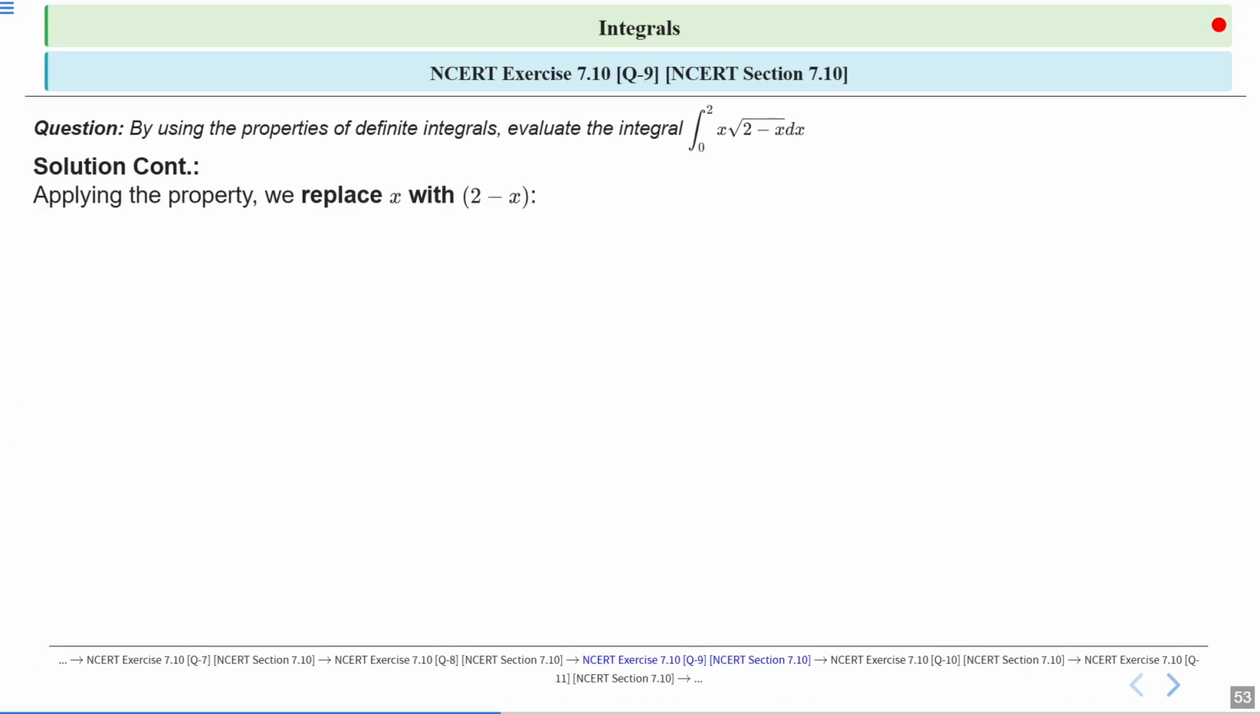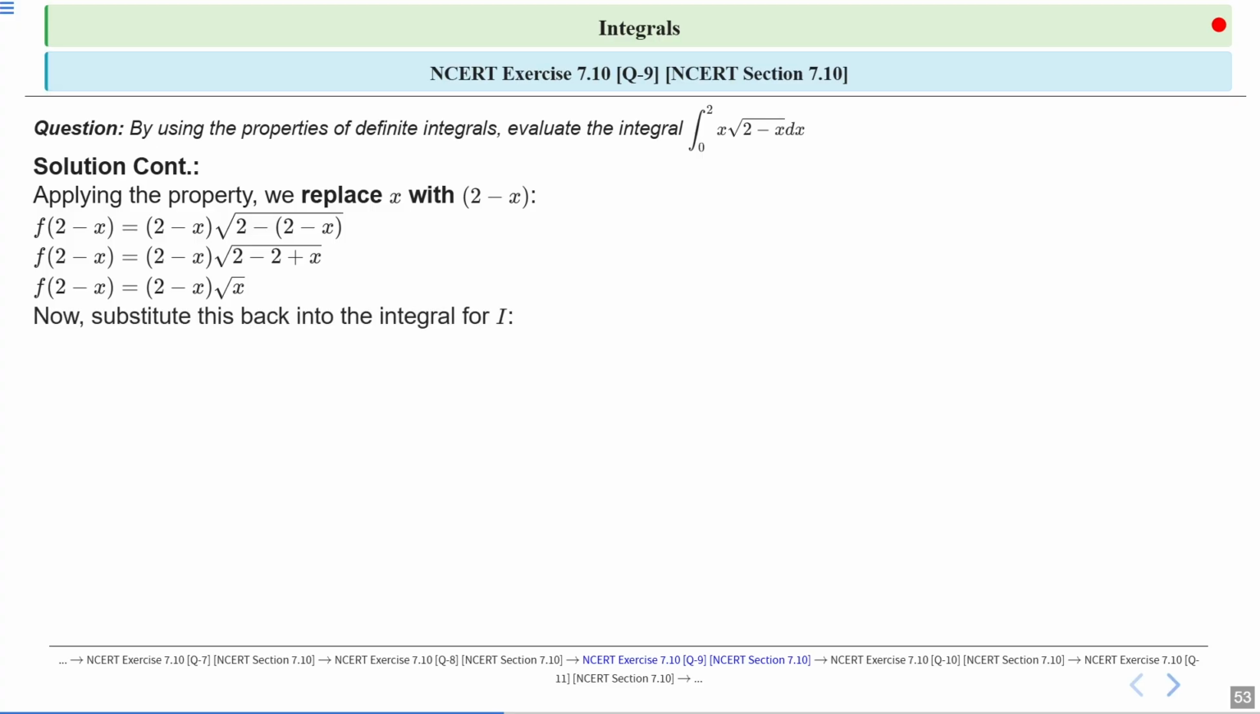Applying the property, we replace x with 2 minus x. So f(2 minus x) is equal to 2 minus x into root under 2 minus (2 minus x). So it becomes 2 minus x into root under 2 minus 2 plus x. The 2s cancel out, one with a positive sign and one with a negative sign. So it becomes (2 minus x) under root x. Now substitute this back into the integral for I. So I becomes integral 0 to 2 of (2 minus x) under root x dx.